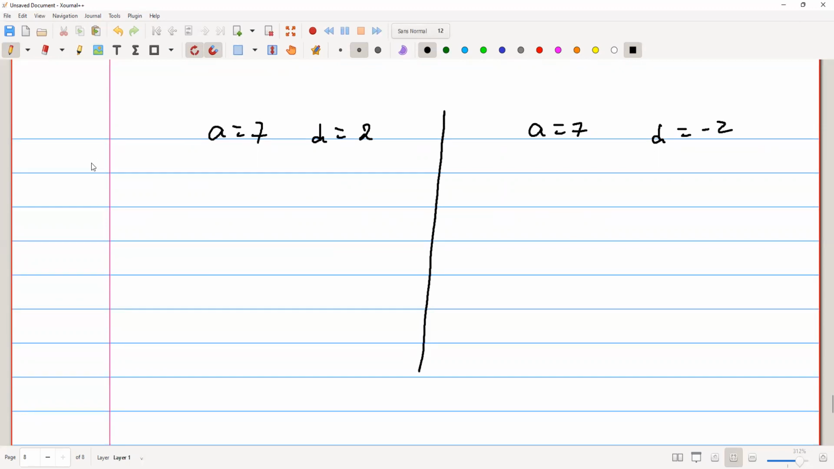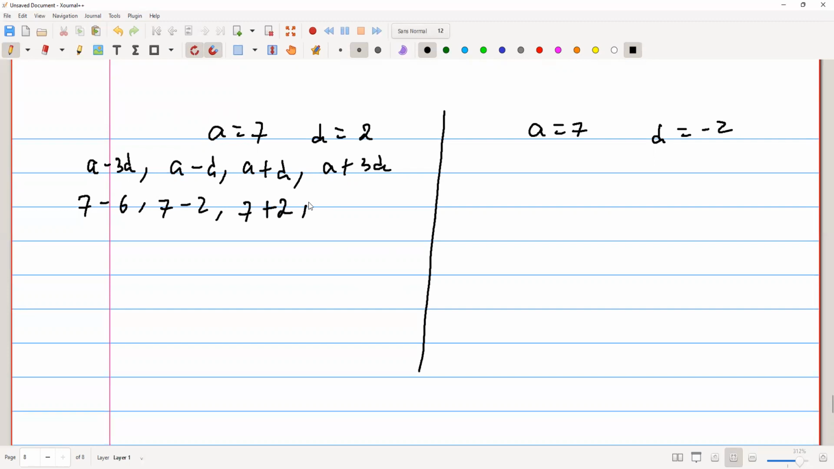The first term is A minus 3D, A minus D, A plus D, A plus 3D. So 7 minus 6, 7 minus 2, 7 plus 2, 7 plus 6. So 1, 5, 9, 13.